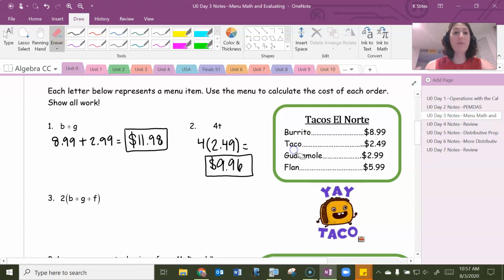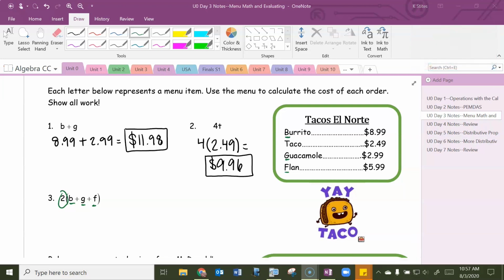All right, so what about number 3? So number 3 would kind of be like if you were getting, I don't know, like a value meal or something. Okay, this is saying that we're getting a burrito, some guacamole, and some flan. Okay, we're getting all 3 of those. But how many of them are we getting? We're getting 2. All right, so again, I do want you to write this out. I know that's kind of annoying, but just go with it. So our burrito is $8.99 plus our guac is $2.99. And notice I have this 2 and then the parentheses. And then my flan is $5.99.